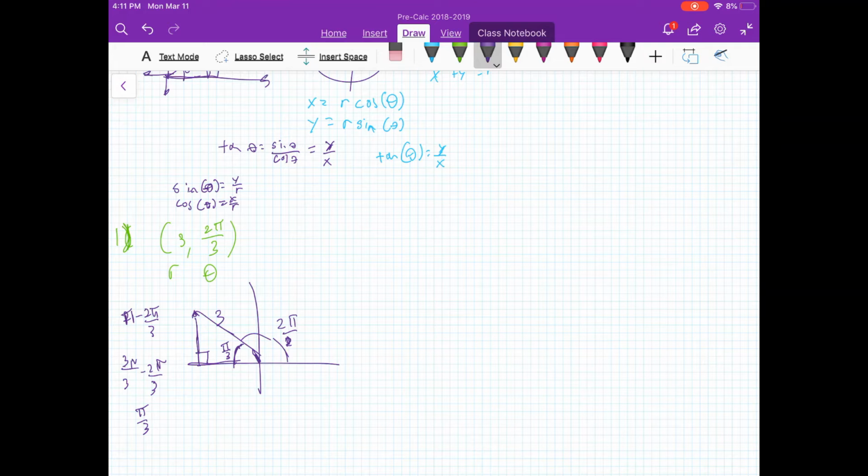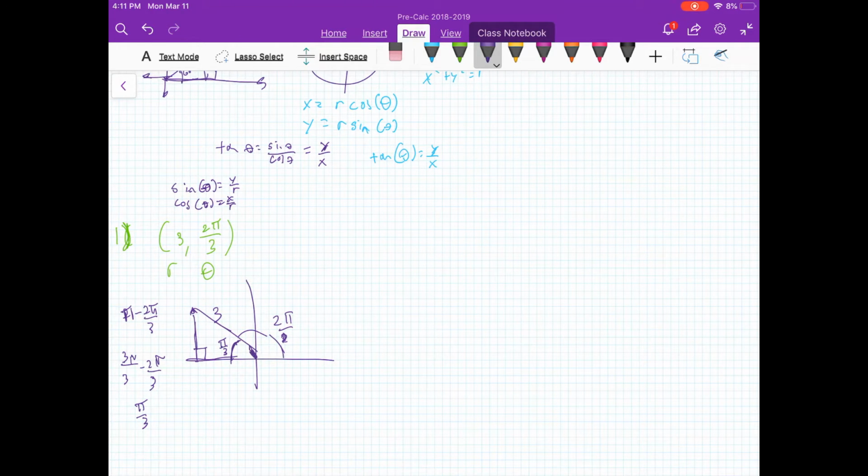I encourage you to pause this video and try to figure out the rest from here. But assuming you've tried it out a little bit, we can look at this pretty simply. So we have a 3, and there's pi over 3. The next thing to do is to figure out what this x value is and what this y value is. We can do this by, let's say, the cosine.